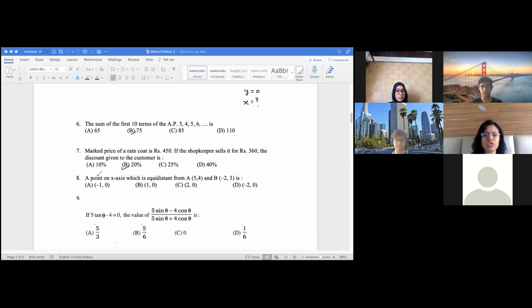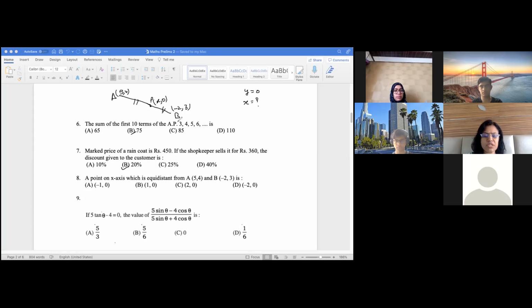X is not known. So let us suppose a point on the x-axis which is equidistant from A and B is, let that point be any point P. So what does it mean? AP is equal to PB. Right? This distance is equal to this distance. So apply this formula. The value of A is given. This point is X, 0. This point is 5,4 and this point is -2,3. So equate the distance.